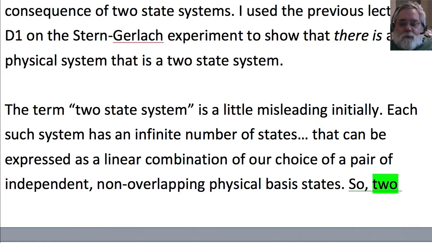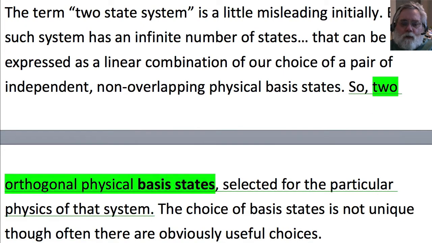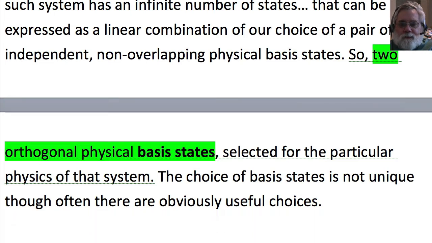but they can be expressed as a linear combination of our choice of a pair of independent, non-overlapping physical basis states. So there are two orthogonal physical basis states selected for the particular physics of that system. So a two-state system has two orthogonal basis states. The choice of basis states is not unique, though often there are obviously useful choices.